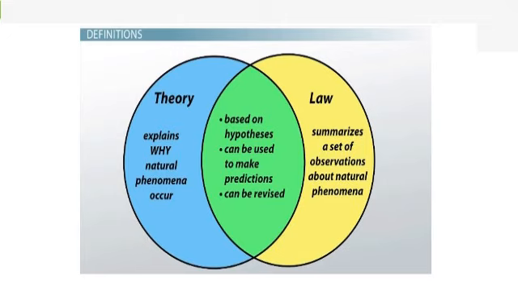So a theory explains why natural phenomena occur, while a law summarizes a set of observations about natural phenomena. Both theory and law, based on hypothesis, can be used to make predictions and can be revised.